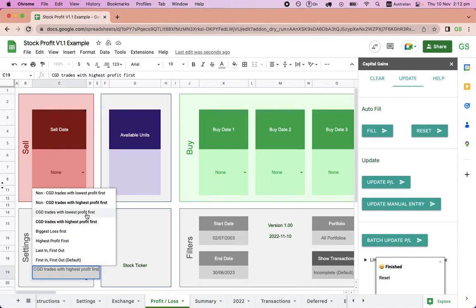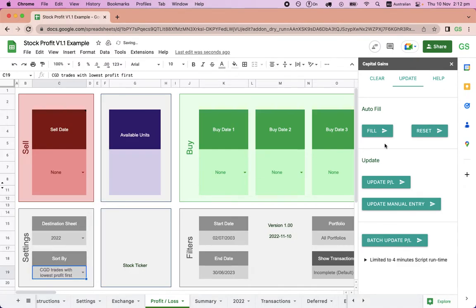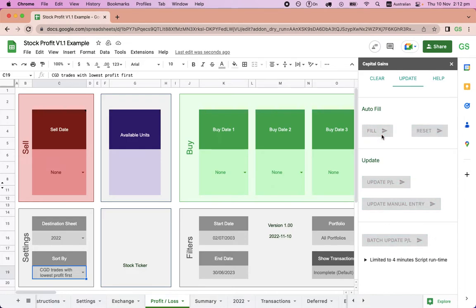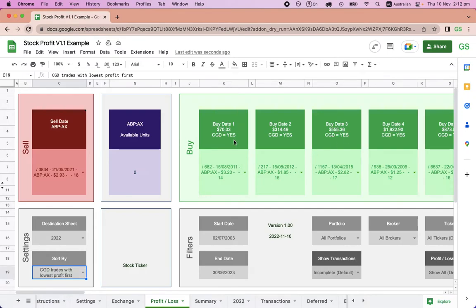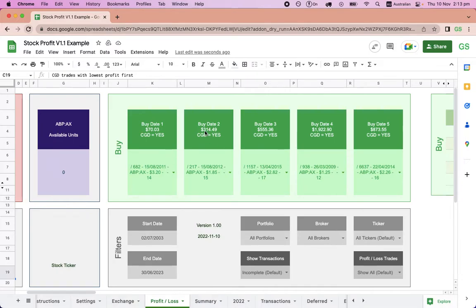The next option is capital gain discount trades with the lowest profit first. So let's fill this up. This has brought up ABP shares with the lowest profit first. Let me close this sidebar and I can go through and explain how everything is calculated here. So the lowest profit first, we see here it starts with 70, 314, 555, 1,922, and then it drops down to 873. And you might wonder why 873 is not in front of 1,922. And the reason is because this figure here is actually a higher profit than this one.